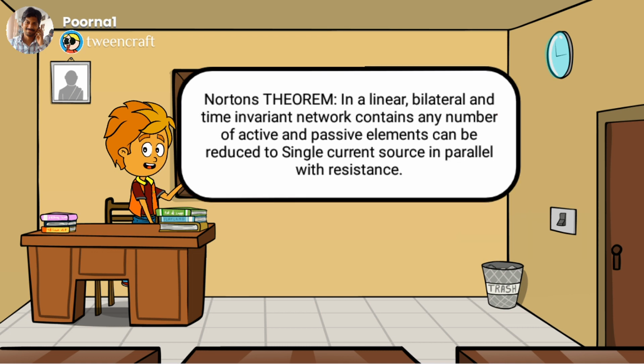Norton's theorem. A linear, bilateral and time invariant network containing any number of active and passive elements can be reduced to a single current source in parallel with a resistance. The current source is called Norton's current and the resistance is called Norton's resistance.